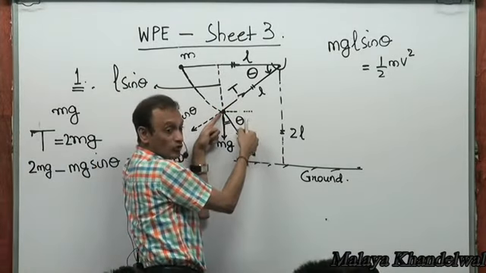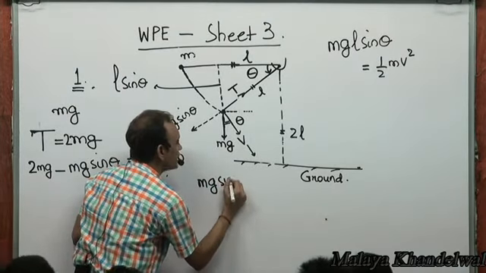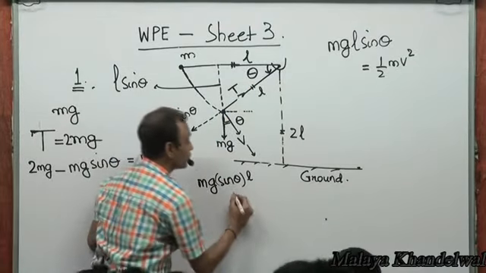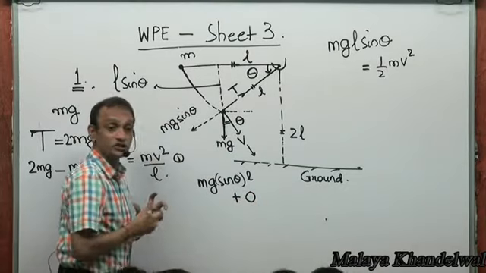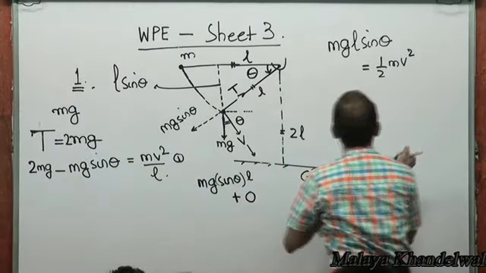Work done by mg is mg L sine theta, yes or no? mg sine theta into L. mg L sine theta is the work done by gravity. Work done by tension is going to be 0, isn't it? Because tension will always be perpendicular to displacement.